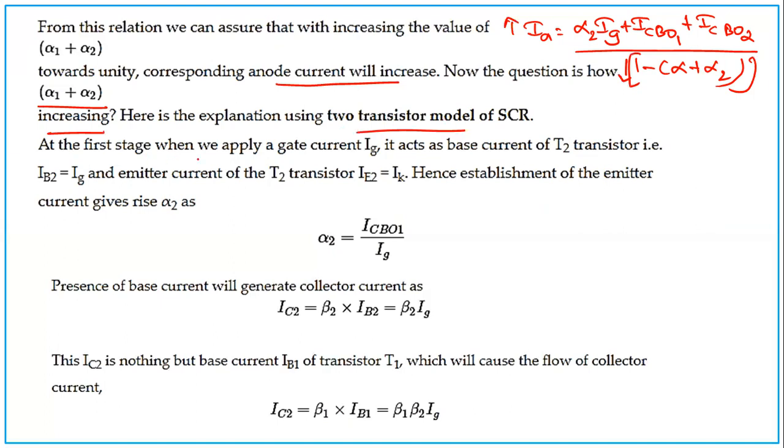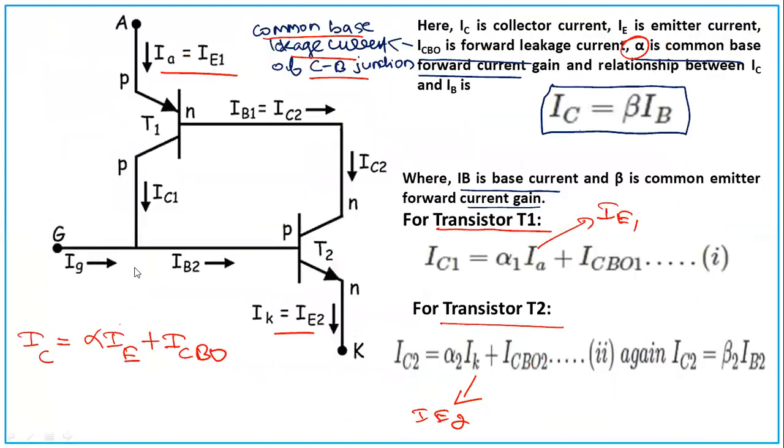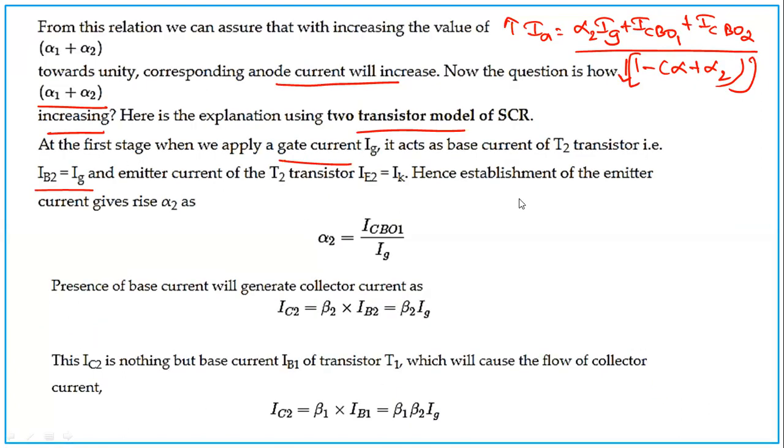At the first stage, when we apply a gate current IG, it acts as the base current of transistor T2. That is IB2 is equal to IG. Please check the figure. So initially, when we apply the gate pulse, IB2 is equal to IG. Hence, establishment of the emitter current gives rise to alpha 2. So alpha 2 is equal to ICBO1 by IG.